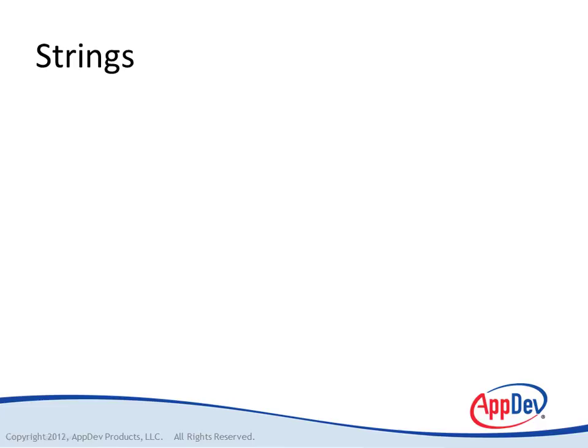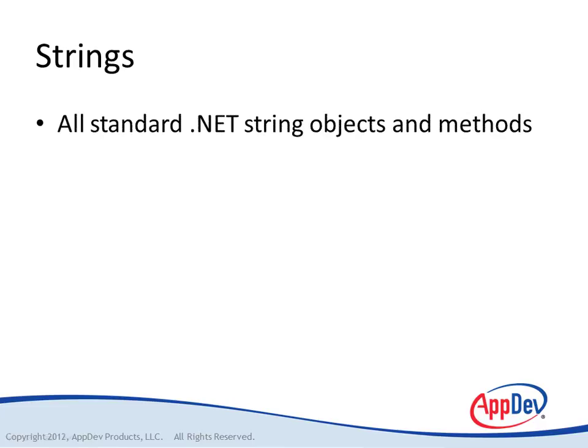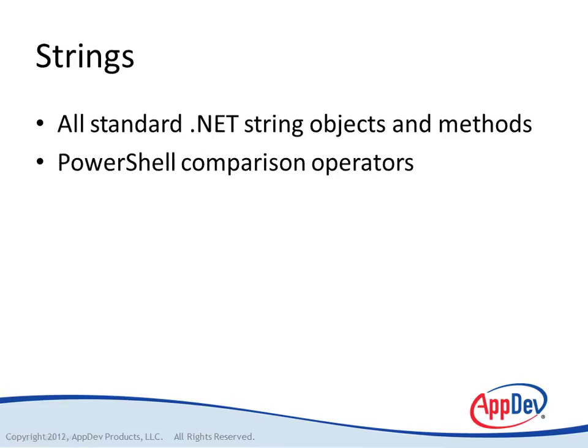PowerShell strings are simply .NET strings, and so that means that all of the standard .NET string objects and methods apply. If you know how to use string.Format or string.Contains or string.Replace in .NET, you can use those in PowerShell. But PowerShell also adds some convenience in terms of its comparison operators. So in addition to the string methods, there are also operators that you can use, like the -like operator or the -contains operator in order to evaluate strings when you're doing conditional operations.